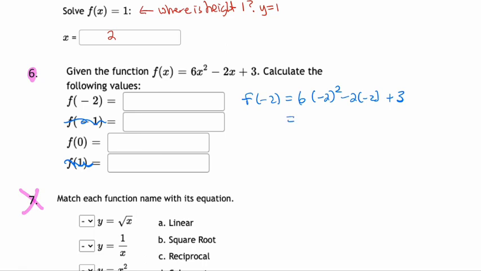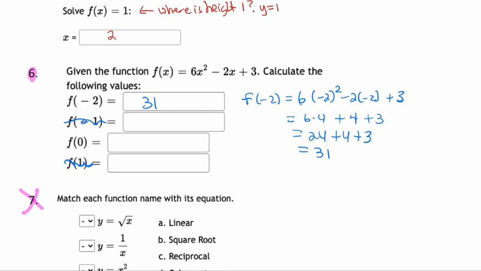So this is really 6 times 4. This would become a positive 4 because it's touching a -2. It'll switch signs, which is 24 plus 4 plus 3, which is 31. Okay, so you're just sticking that into the function. If you don't have a graph, they have to give you a function to actually do that.